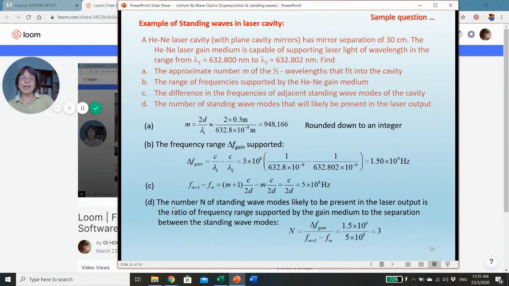And the next question is the number of standing wave modes that will likely be present in the laser output. In that case, it will be equal to the ratio of the frequency range supported by the gain medium divided by the separation between the standing wave modes. So this divided by this gives us 3. The number of standing wave modes likely to be present in this cavity would be 3.